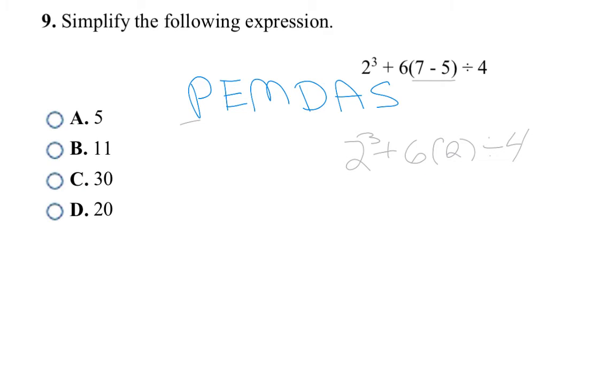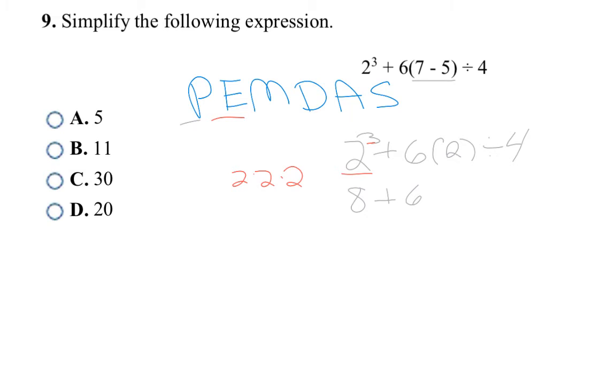So the next thing I'm going to do is exponents. So I have exponents here. Exponents is the small number written high. And 2 cubed, that means 2 times 2 times 2. So 2 times itself 3 times. Not 2 times 3. 2 times itself 3 times. Don't make that common mistake. And you can always use your calculator to check yourself. So 2 times 2 times 2 is going to be 8.